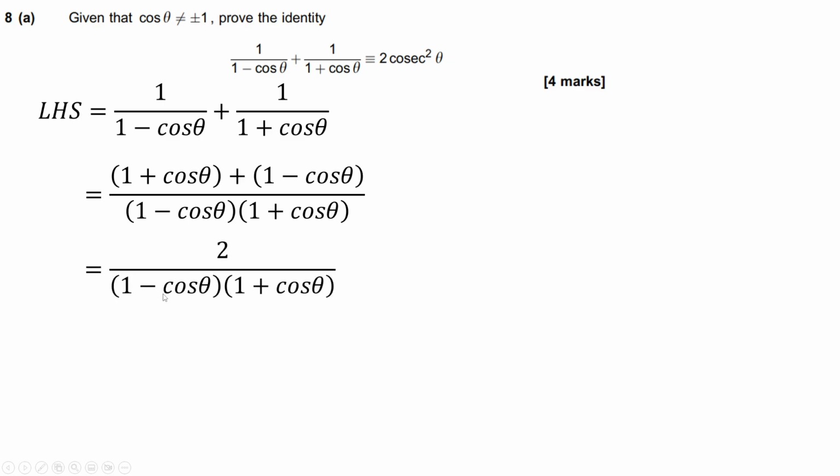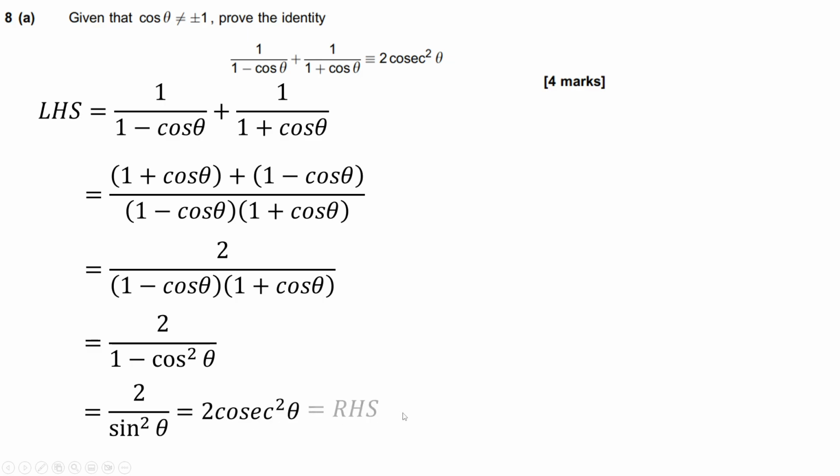I'm just going to multiply this out. The cosine theta will cancel and you'll get minus cos squared, so you'll get 1 minus cos squared theta. 1 minus cos squared theta is just sine squared theta. 1 over sine squared theta is just cosec squared theta, which is just 2 cosec squared theta here, which equals the right hand side.